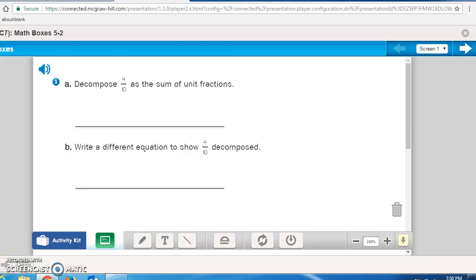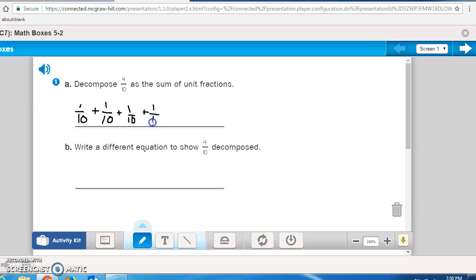Decomposing fractions as the sum of unit fractions. And really, that big word decompose means you're breaking it down. So how would we decompose 4/10? Well, we know that 4/10 is equivalent to 1/10 plus 1/10 plus 1/10 plus 1/10.